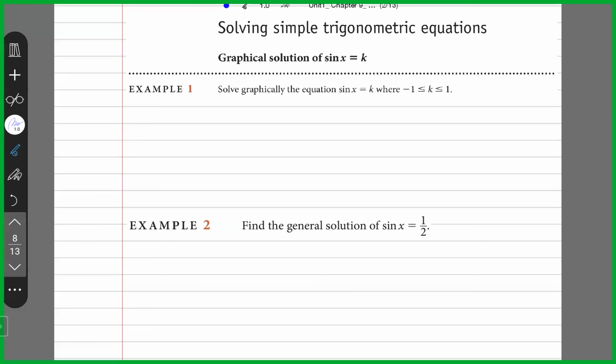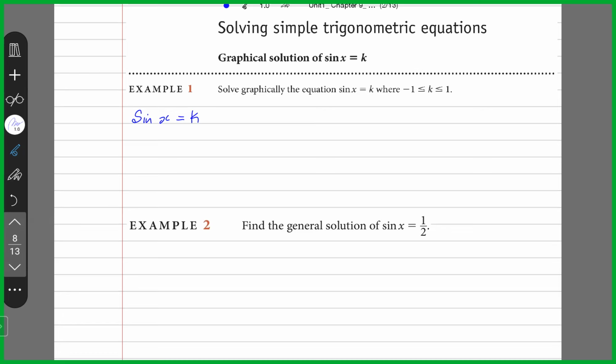All right, so next we're looking at solving simple trigonometric equations. This says graphical solution of sine x is equal to k. You're not seeing a graph, but let's solve this. Here we're told that sine of x is equal to k, where k is between -1 and +1. So k is the sine of the angle x, and the sine of an angle can only have a value between -1 and +1.